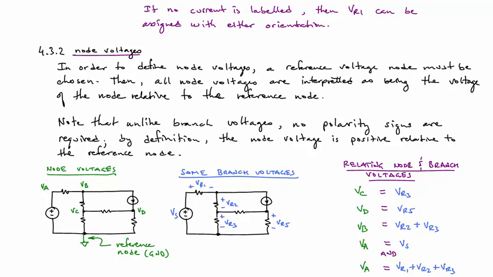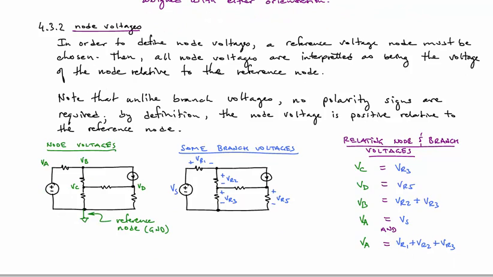Now, let's consider node voltages. Node voltages is just another equivalent way to determine the voltages throughout a circuit, including branch voltages. The branch voltages and node voltages are in a correspondence or related to one another. So if you define the node voltages, then you also have defined the branch voltages and vice versa. Node voltages require you to define a reference node. So by definition, the reference node will be at a potential of 0 volts.